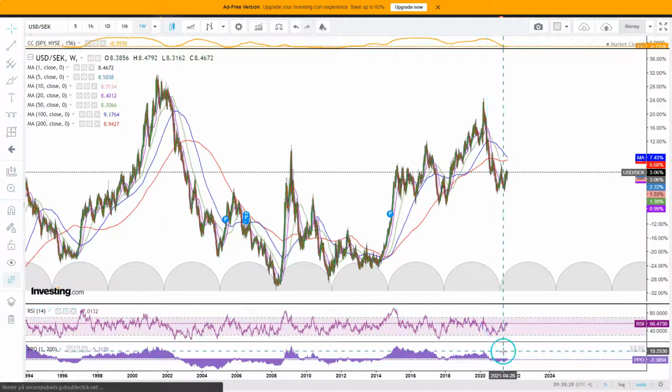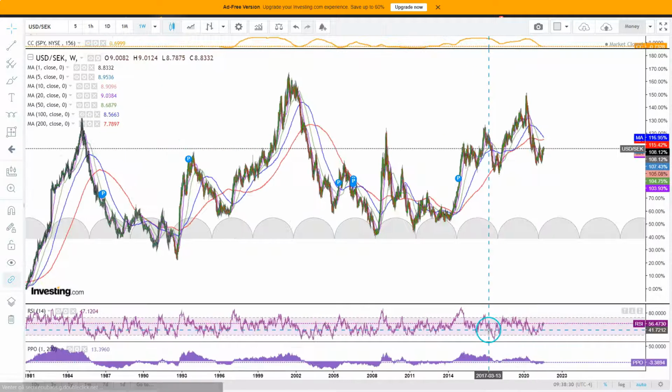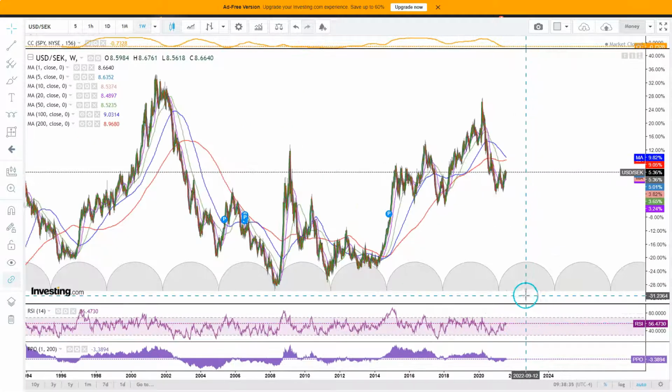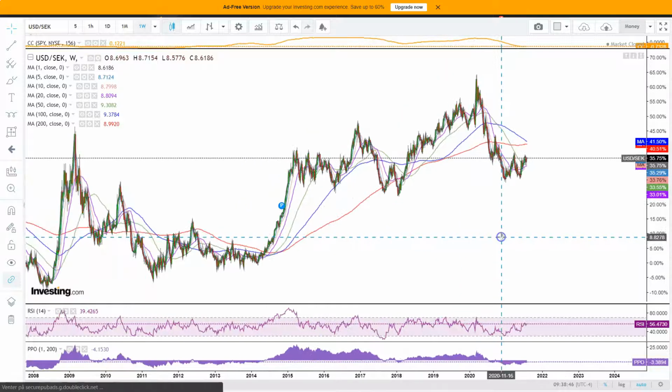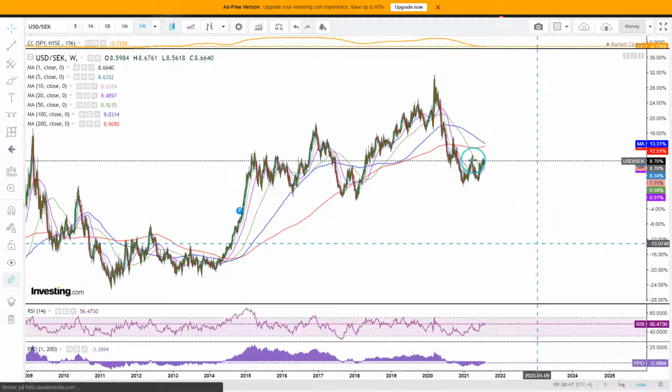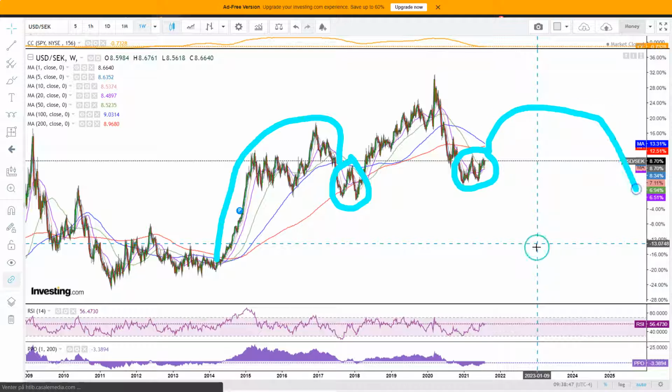Looking here at the PPO and the RSI, it has been significantly higher in the past. So basically there's more fuel left. Something to take note of here is the symmetry in price action. You can see that if we highlight it in color, this price action here is very similar to what we saw here, which means that there's a potentiality that something like this move will be mirrored over here.